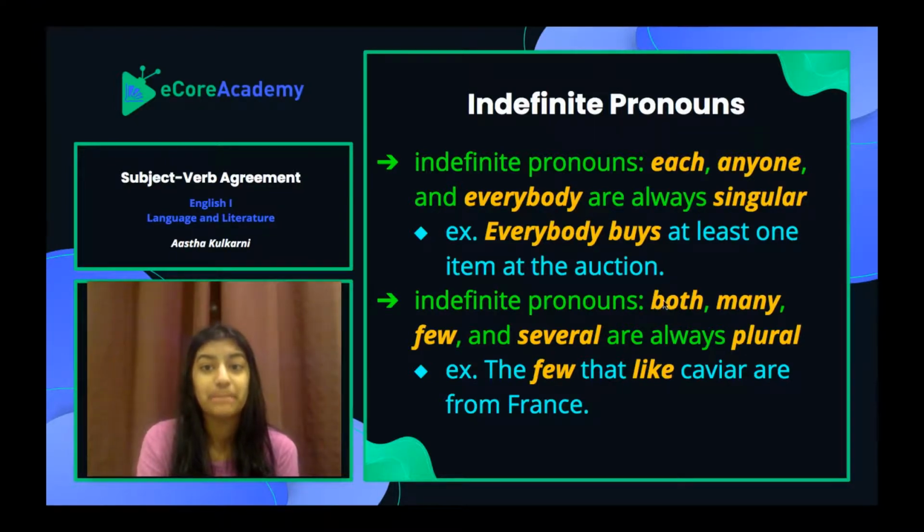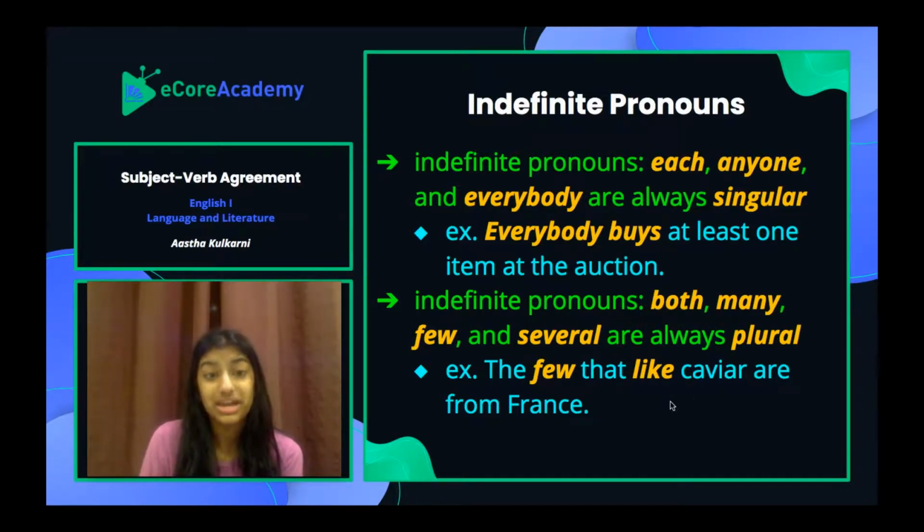So that's why we're using buys with an S, because for action verbs, singular ones have an S at the end. And then the second list over here says both, many, few, and several. They're always plural. It's just the rule, honestly. So if we're going to use few in this sentence, "The few that like caviar are from France," we have few right here. So we're going to make sure that our verb is plural. That's why it is without an S.